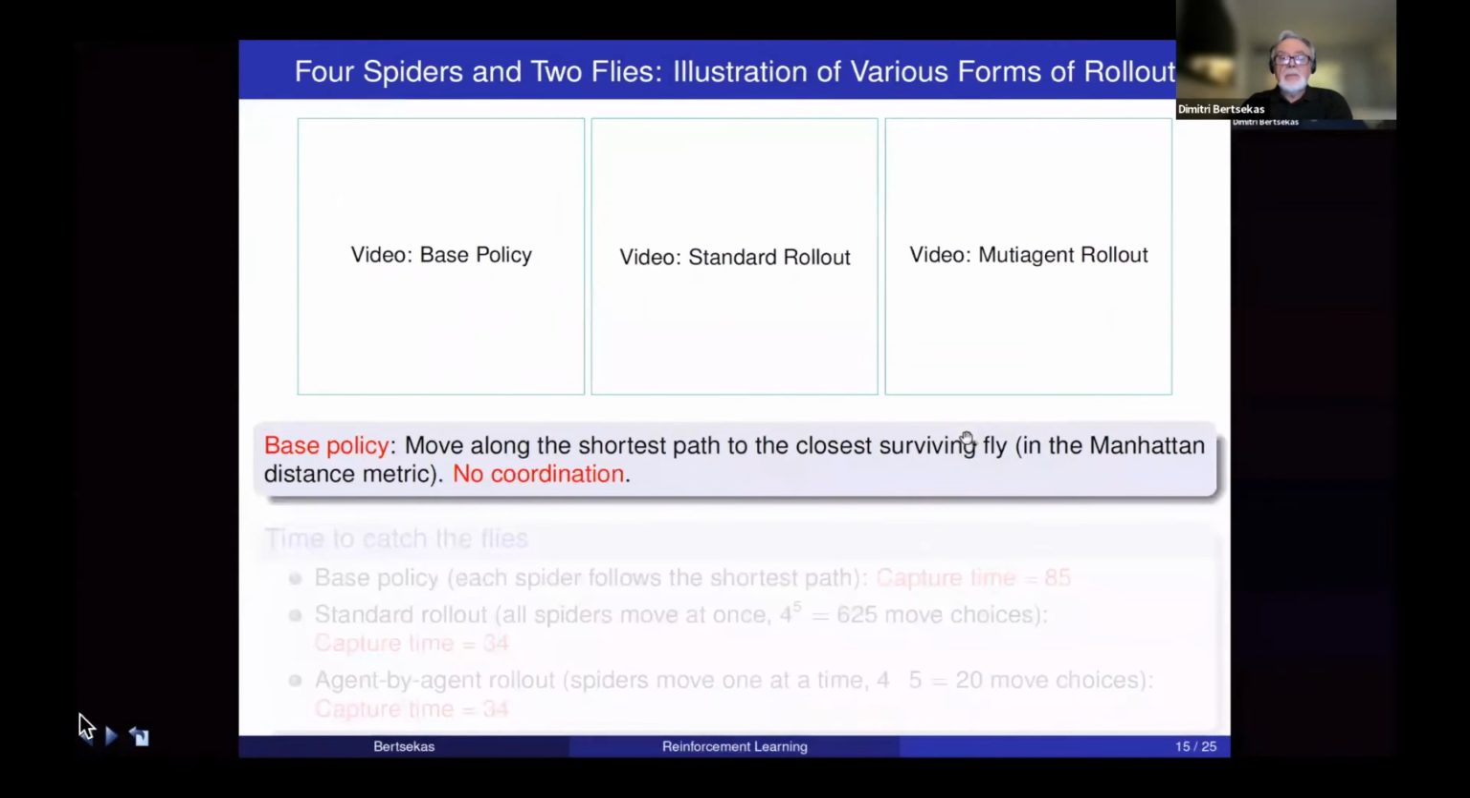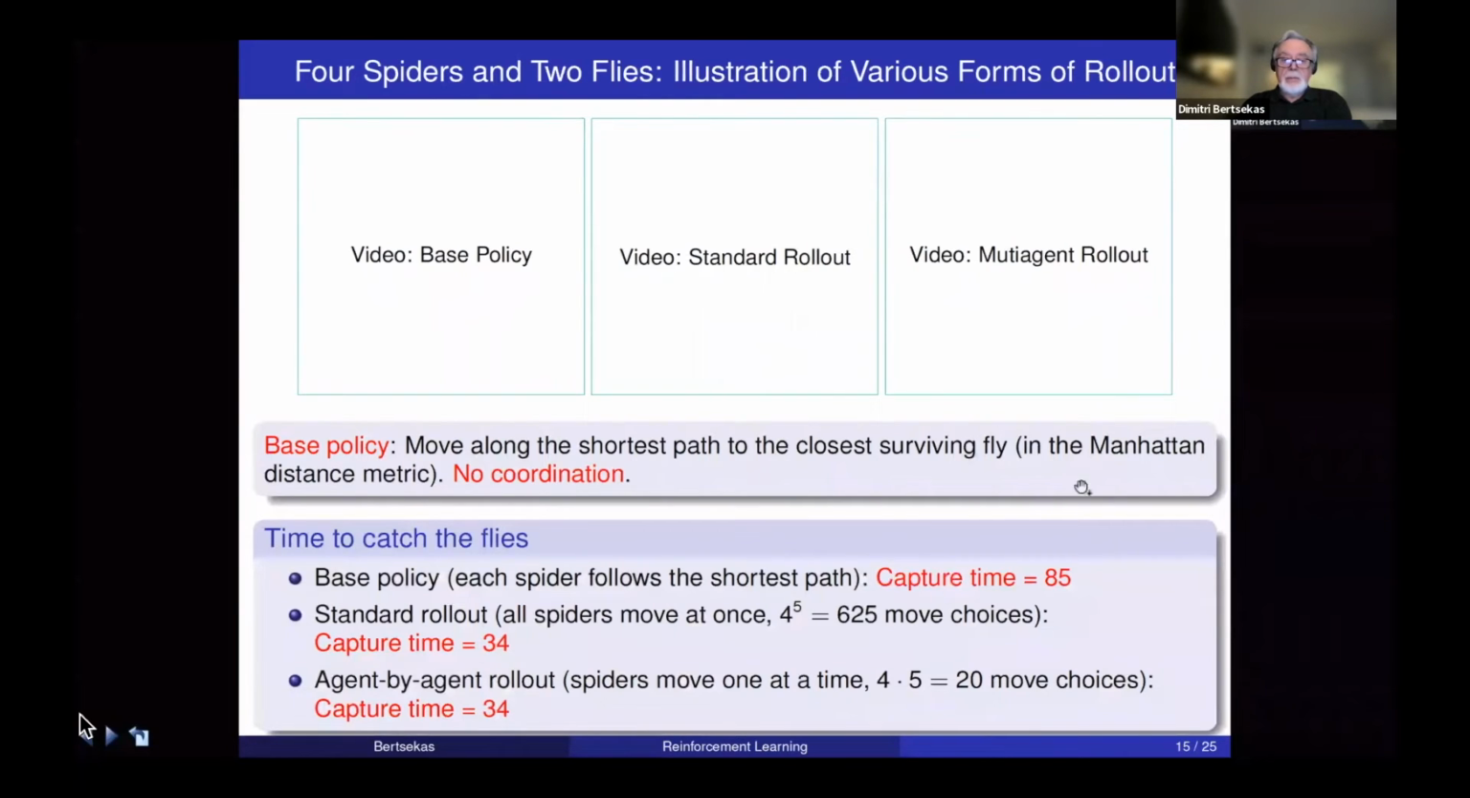Okay, so let me go into the video. Now I'm going to show 3 possibilities. 2 spiders and 2 flies, using the spiders' base policy, shortest path, the standard form of rollout, and the multi-agent form of rollout. And the base policy is going to be to move along the shortest path to the closest surviving fly. And I'm going to use the Manhattan distance metric for calculating shortest paths. And this base policy uses no coordination. All the spiders act as if they were by themselves.